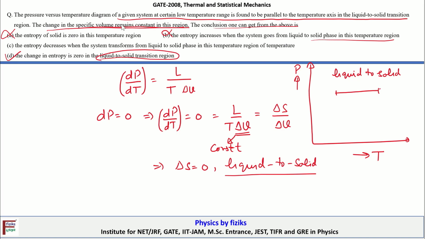In option C, the entropy decreases when the system transforms from liquid to solid phase in this temperature region, this is also not true. So D is the correct option here.